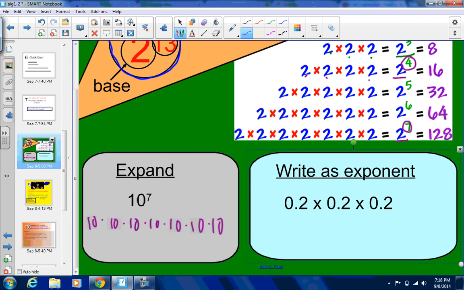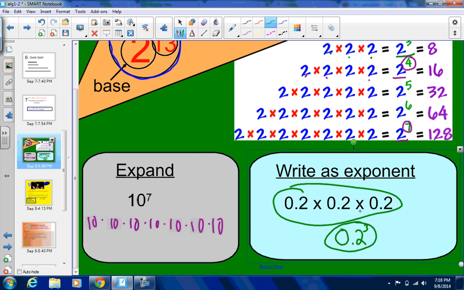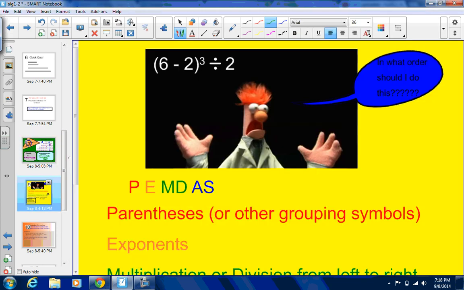All right. Going backwards, if you want to write this in a shorter way than writing out 0.2 or 2 tenths times 2 tenths times 2 tenths, you can write it as an exponent. Since it's multiplying by itself 3 times, the base would be what's being multiplied, or what itself actually is, which is 0.2. And the exponent would be how many times you're multiplying by itself, which is 3 times. So that is a quick review of exponents. And we're going to use that when we're talking about order of operations.